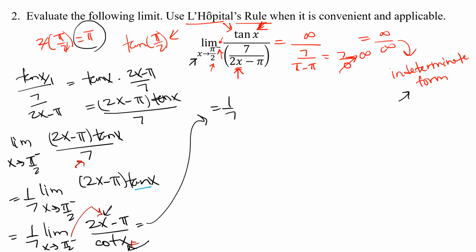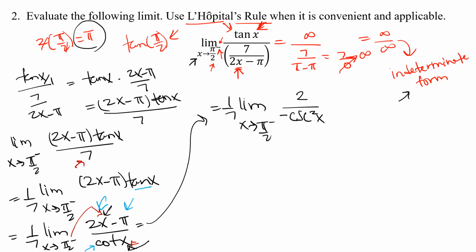We're going to have to take the derivative again, okay? So let's take the derivative of our numerator. The derivative of 2x is just 2, and the derivative of pi is just a number, so that's going to be 0. So we're just going to get 2 in the numerator, and then take the derivative of the cotangent. Well, remember our derivative rules: the derivative of cotangent is negative cosecant squared x.